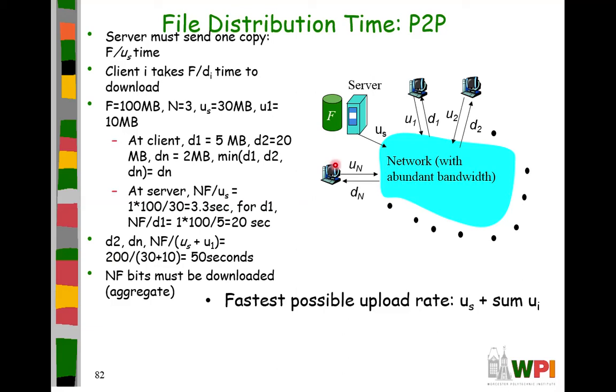And the user can access the file from here and here. So half of the 100 MB file can be accessed from here, and the other half can be accessed from this U1 client. So in this case, it will take 50 seconds. So this makes the downloading faster.